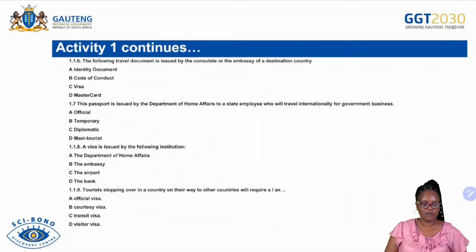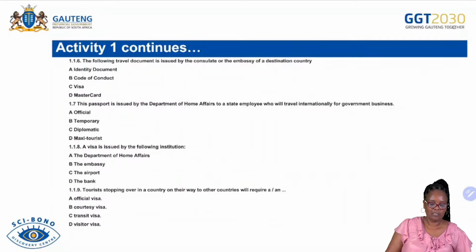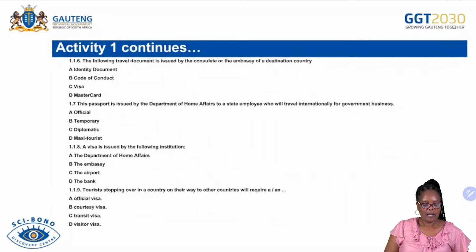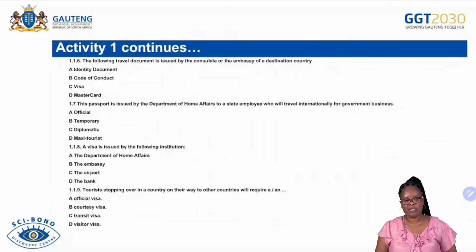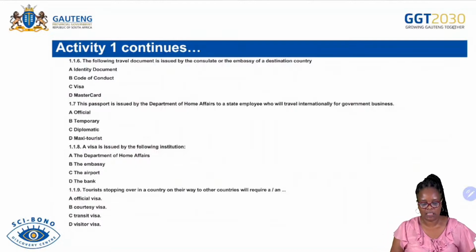We have A, official, B, temporary, C, diplomatic, D, the MEC, tourists. We talk about this. Then here, it is A, official. Remember, we said that for the government employees.